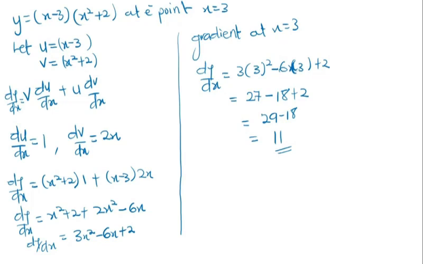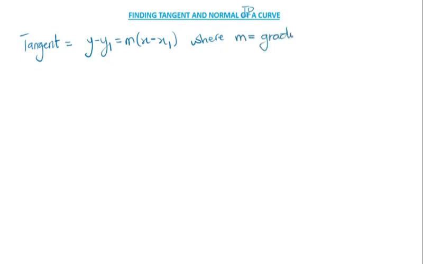Now let's move ahead to see how to find the tangent and then the normal to a curve. Now for us to find the normal or the tangent to a curve, we need a particular formula to use. The tangent to a curve is given by the formula y minus y1 is equal to m into bracket x minus x1, where our m is the gradient to the curve.